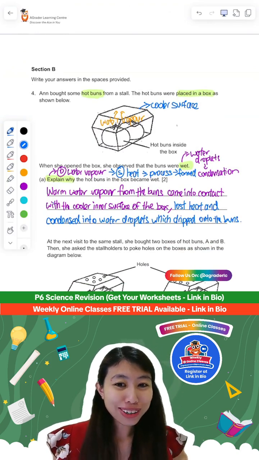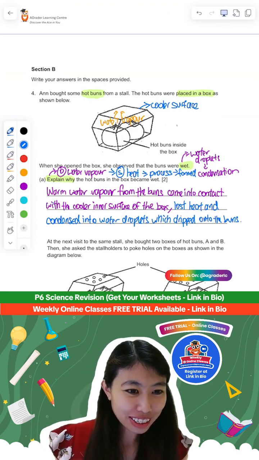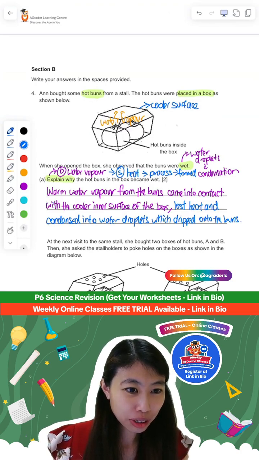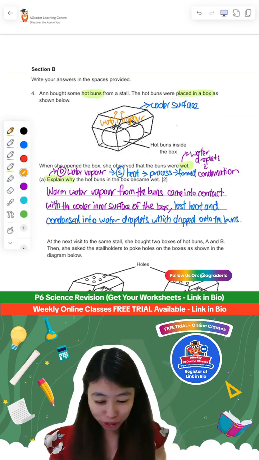You are not wrong. She should do that, or she can poke holes, right? No, you're almost there. Condense into what? Then what happened to the water droplets?